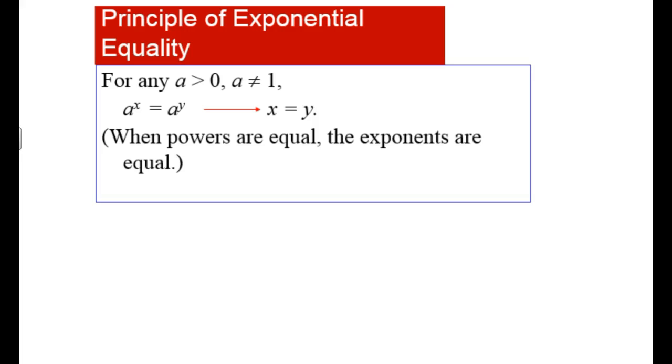So the first thing I want to talk to you about is a one-to-one property. If you have 3 to the x is equal to 3 to the 5th, then I'll say, well, if the bases are equal, if 3 equals 3, then the only way for this to be an equivalent statement is so that x would equal 5. So that's a nice property.